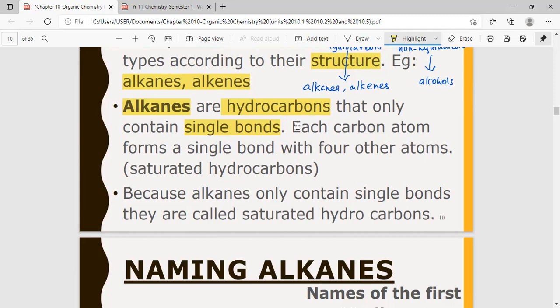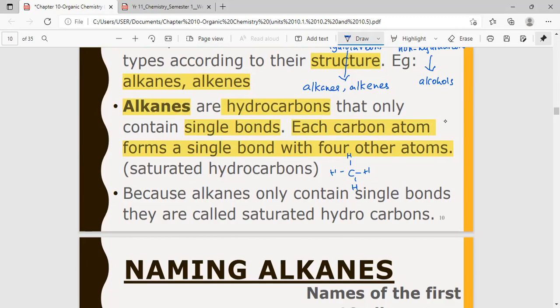Each carbon atom forms a single bond with 4 other atoms. Every time you can see in an alkane, one carbon will be attached to 4 other atoms. Sorry, not 4 hydrogen atoms. There'll be 4 other atoms. The 4 atoms can be hydrogen atoms, or they can also be carbon and hydrogen atoms. Is that clear? Each carbon atom forms a single bond with 4 other atoms.